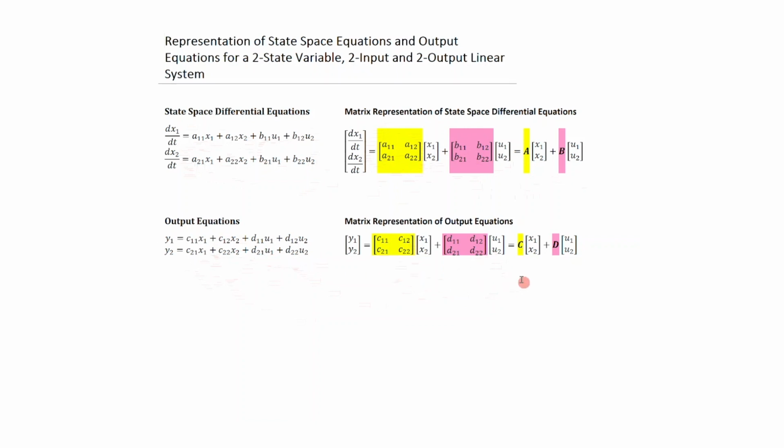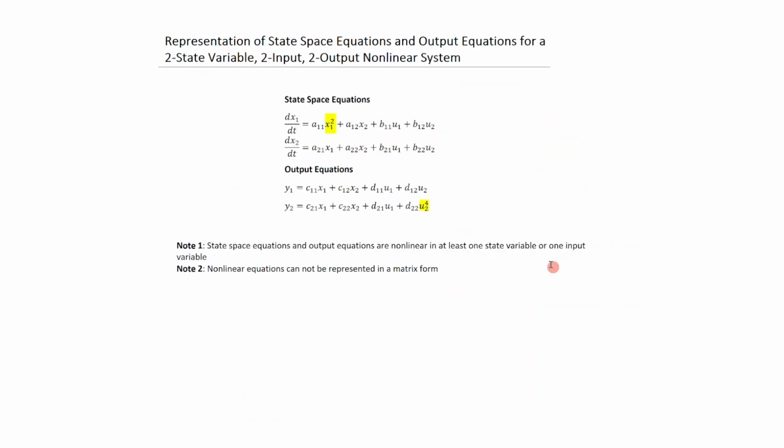And again, this can be represented by matrix C and this by matrix D. So this is generally how you would set the problem up. Now we can also have a nonlinear system.